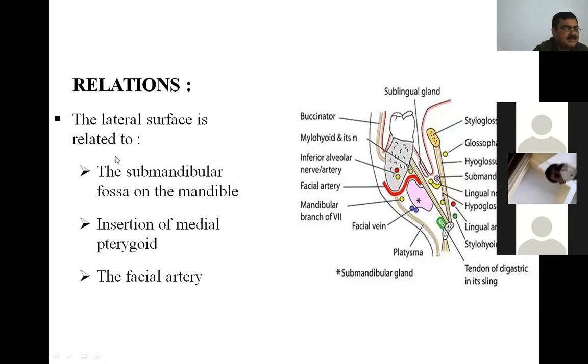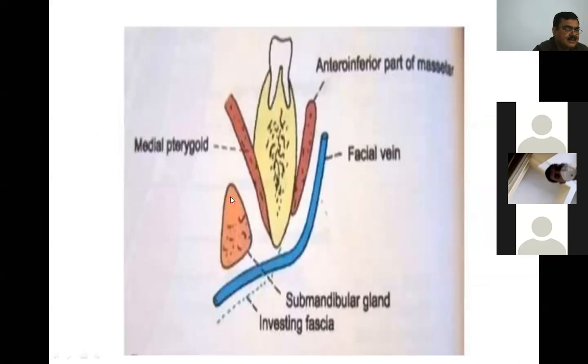And the lateral surface is related to the submandibular fossa. This is the submandibular fossa here. And the insertion of the medial pterygoid muscle lies here. And the facial artery, which is curved, double curved here. This is the facial artery. In this diagram, you can see this is the medial pterygoid muscle.